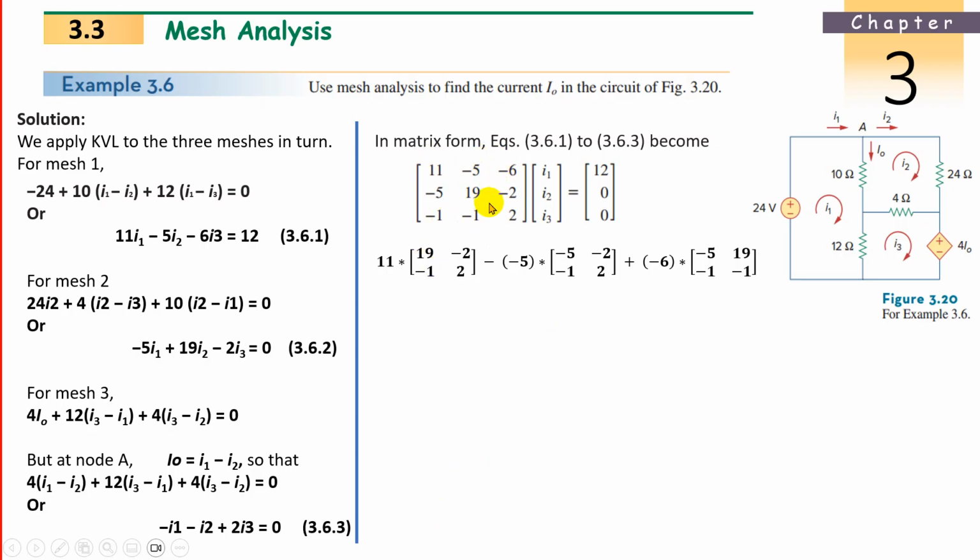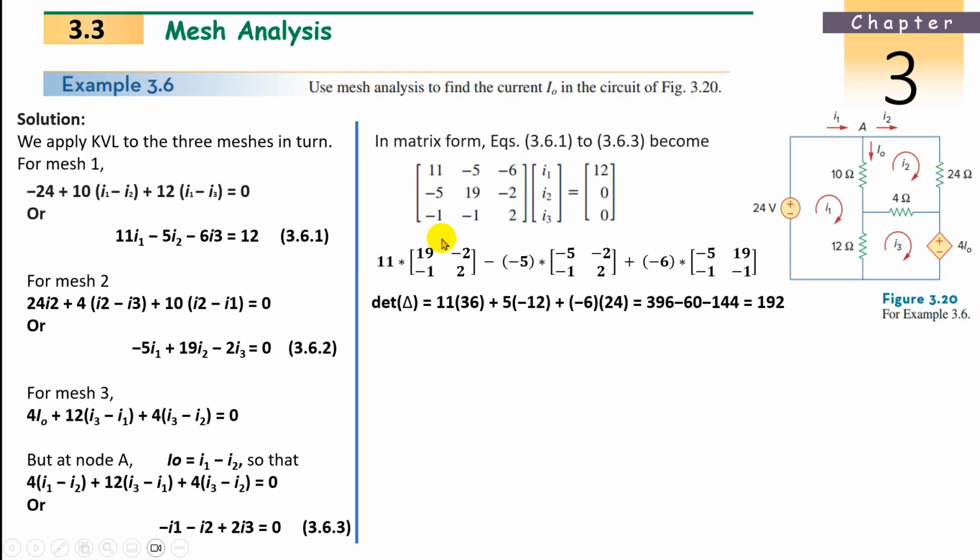Now, how to find the determinant? I told you, take the 11, and this is your matrix: 19, minus 2, minus 1, 2. Next, minus 5, then the matrix is minus 5, minus 2, minus 1, 2. Now take the minus 6, then this is the matrix: minus 5, 19, minus 1, minus 1. But here in the summation, the first one is plus, next is minus, then plus. So rearrange this one.